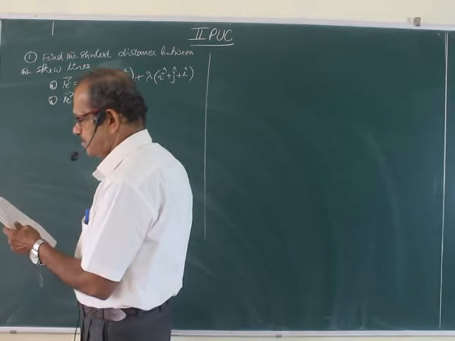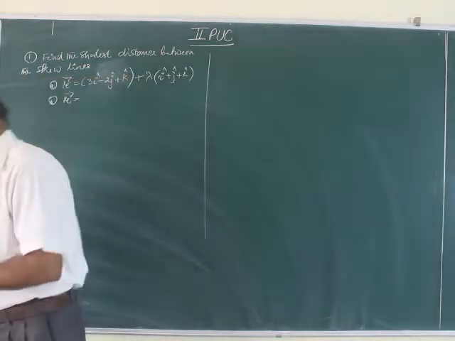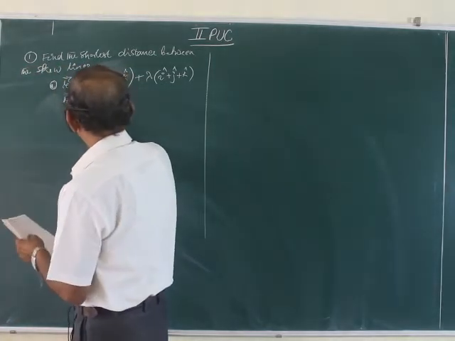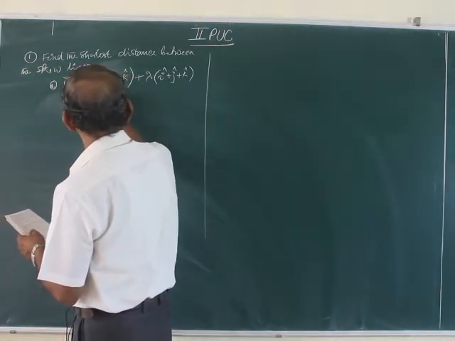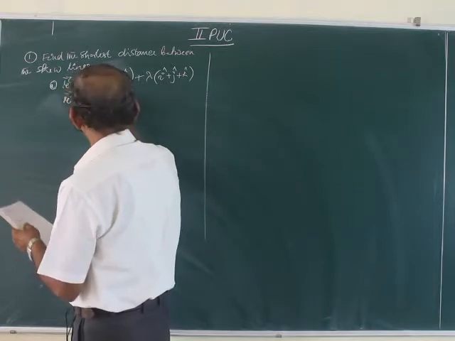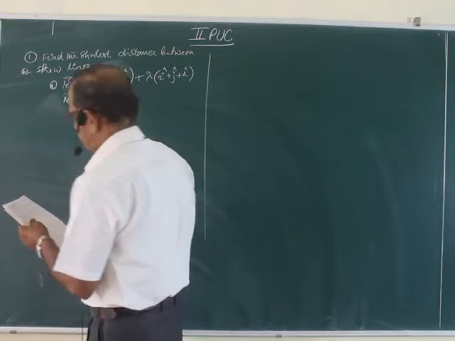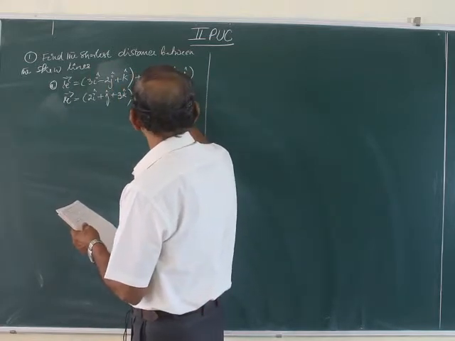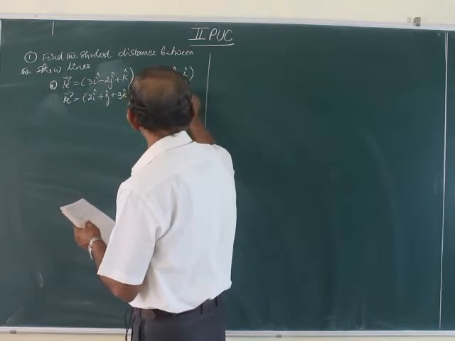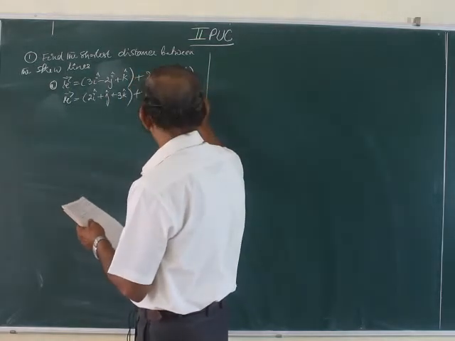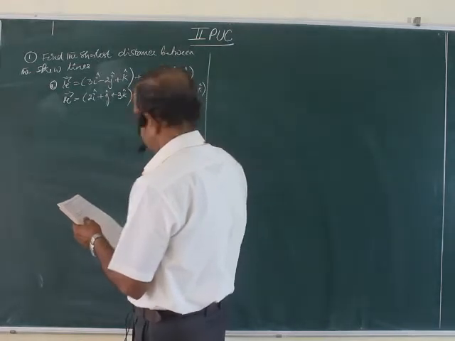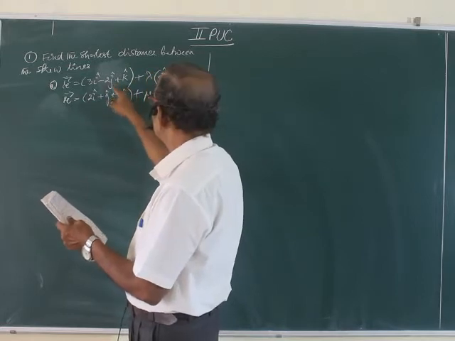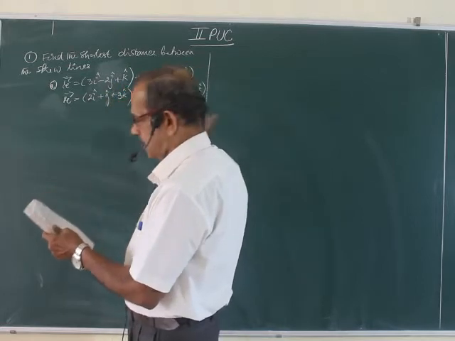r equal to 2i plus j plus 3k plus mu into 2i plus 5j plus 4k. Okay.